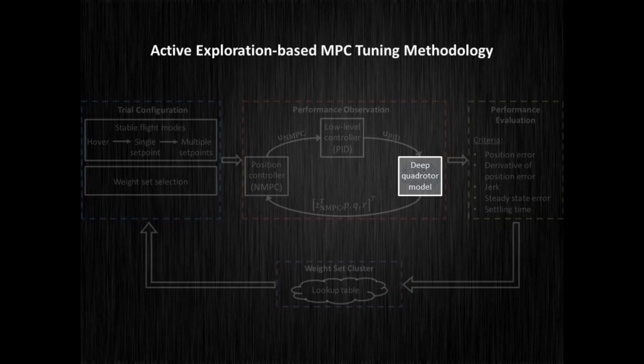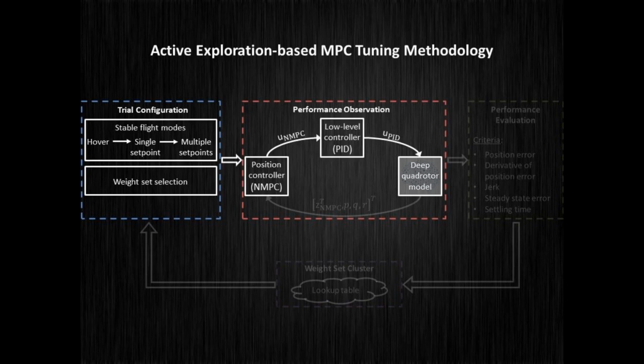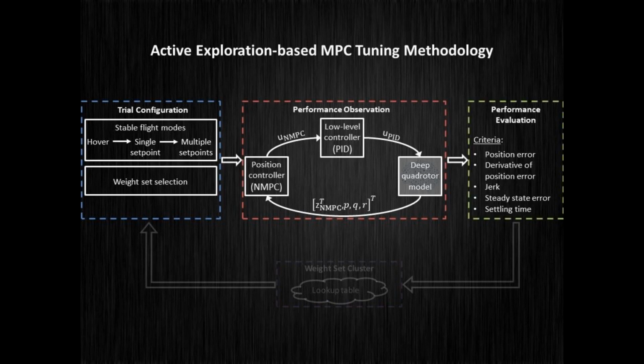Each trial run starts with the trial configuration module. Within this module, weight set selection and stable flight mode submodules give necessary instructions to an MPC. Taking these as inputs, an MPC controls the quadrotor model while its performance is being observed simultaneously. Once the flight is completed, the performance of the NMPC with the utilized weight set is graded based on 5 criteria. Subsequently, the trial is finalized by updating the lookup table for the weight set cluster.